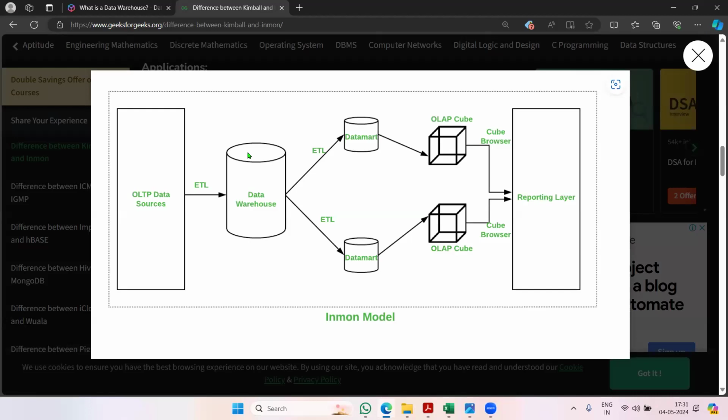So are you clear with both the architectures? You can post it in the chat channel because this is a very important thing which I want to make sure.